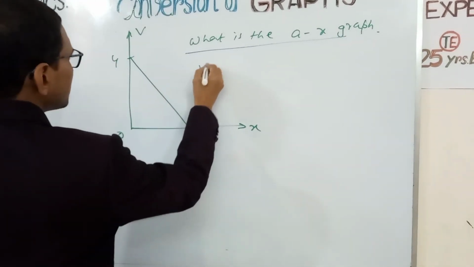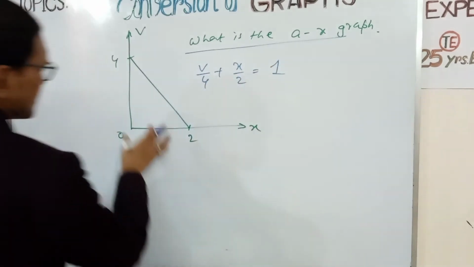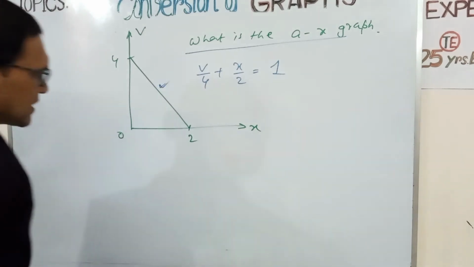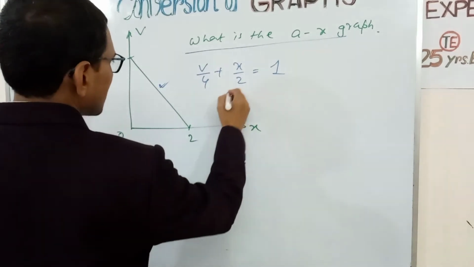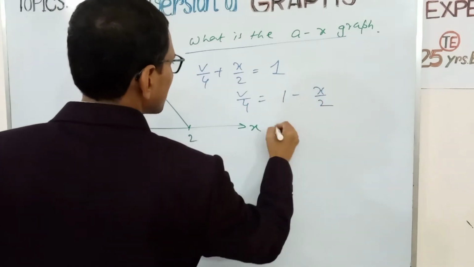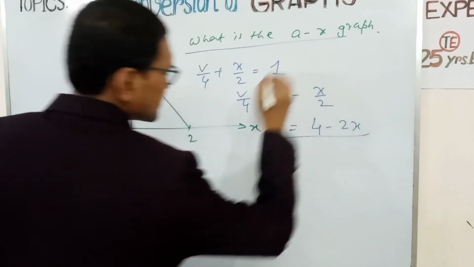The equation will be v by 4 plus x by 2 equal to 1, intercept form. With the help of intercept form, we can write the equation of the straight line. Now v by 4 equal to 1 minus x by 2. So v equal to 4 minus 2x. So this is the equation.